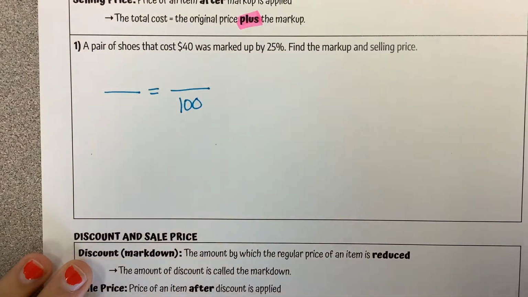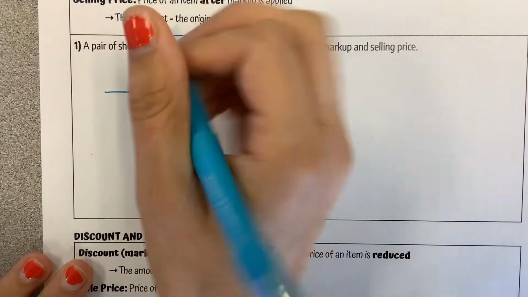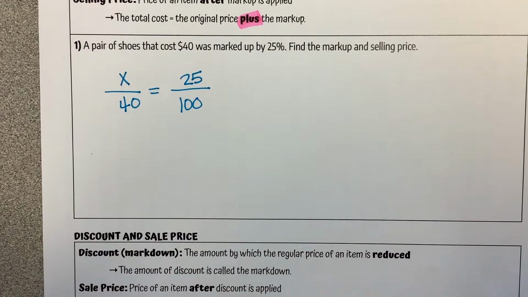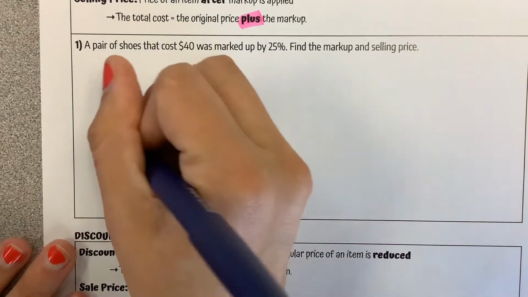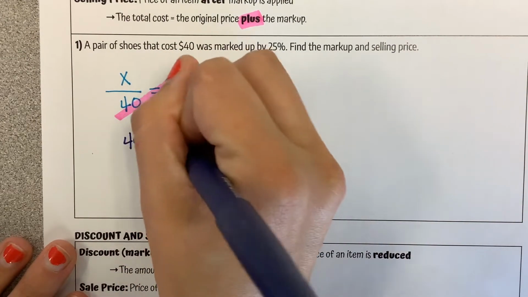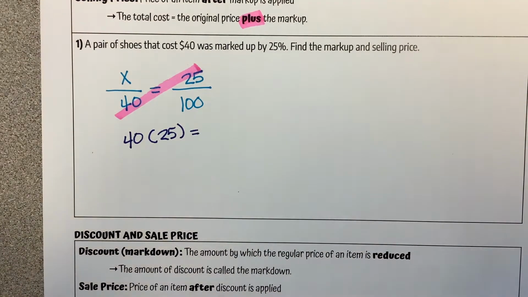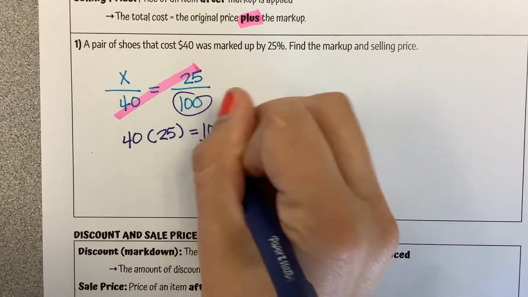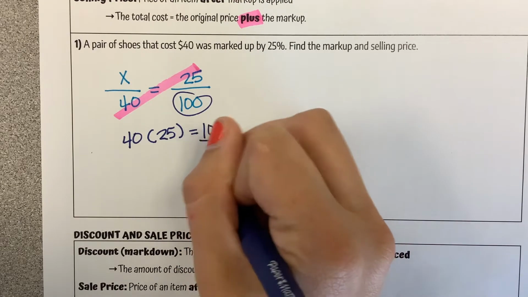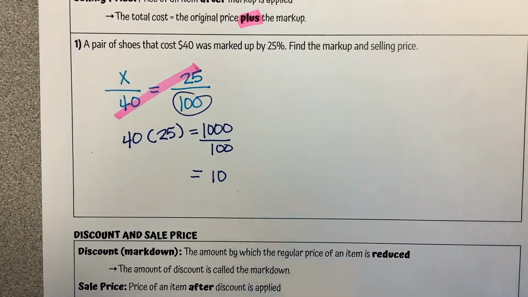We have our percent proportion out of 100. We are looking at 25%. The original pair of shoes was $40. What is that percentage? We're going to solve this proportion by multiplying 40 and 25, which equals 1,000. And then we are dividing that by 100 to get 10. So the markup is $10.